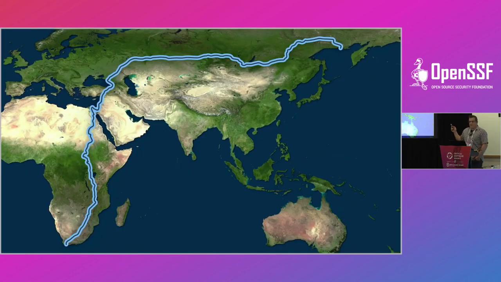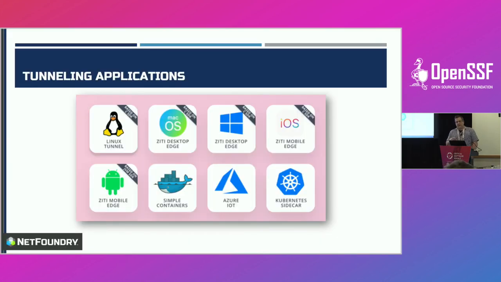Zero Trust is a journey. This is the longest path on the earth which you can walk, and that is the journey of Zero Trust, because not everybody's going to go application embedded right out of the gate. You're going to want to have some sort of tunneling application. And so we have these tunnelers that are built for all of our major operating systems, including a Kubernetes sidecar that's a little bit old now. If you tried it, let me know.